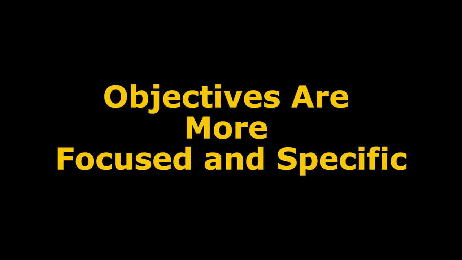First is goals. A goal is a statement of being for a plan. While the completion of a goal signifies the end of your plan, the objectives, strategies, and tactics are the means to that end. Secondly is objectives, and objectives are more focused and specific.